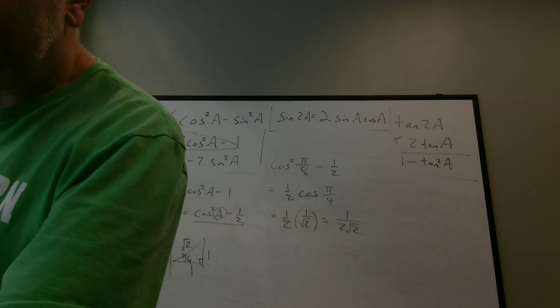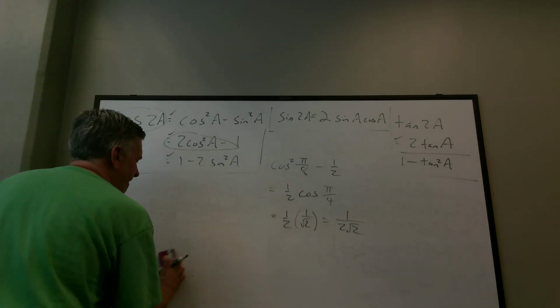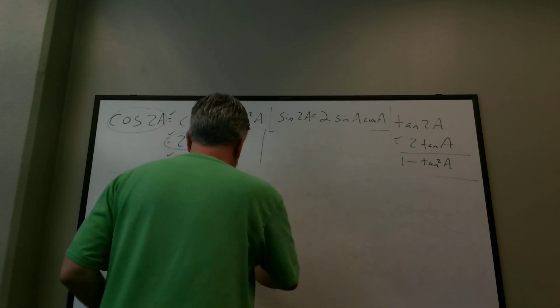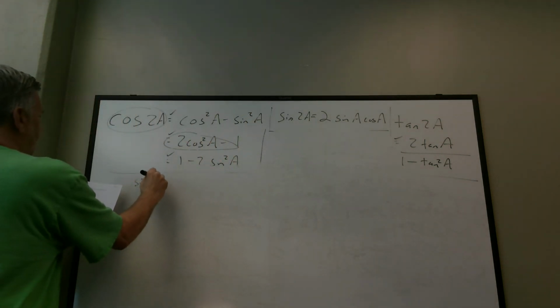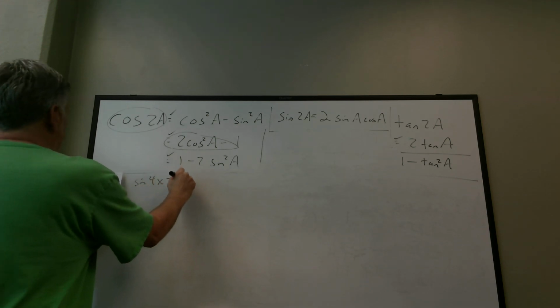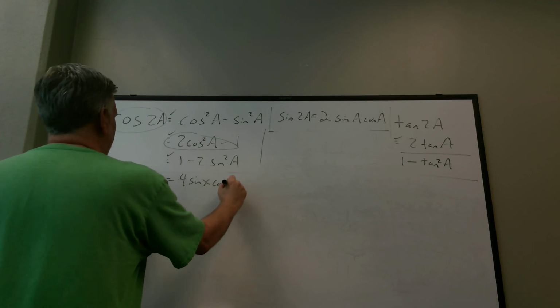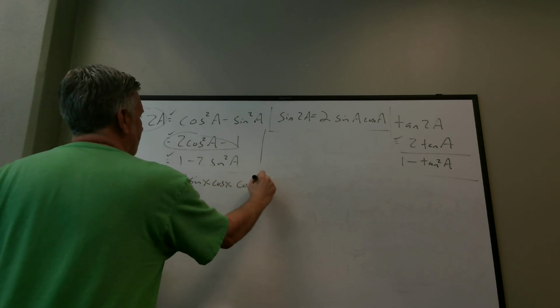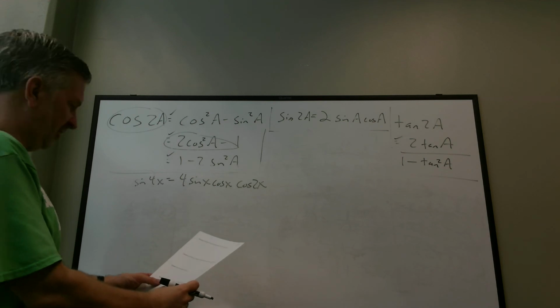Okay. Then the last problem in this section, it's another identity problem. And it says verify the following identity. Sine of 4x is 4 sine x cosine x cosine 2x. Wow. Sine 4x is 4 sine x cosine x cosine 2x.